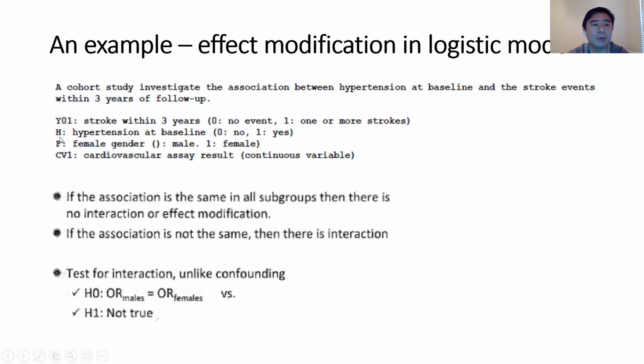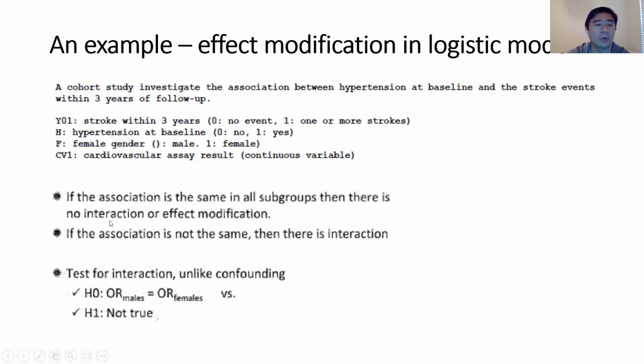And then we have 3 predictors. H is the hypertension at baseline. This is a binary predictor variable, 0 and 1. Then we have gender, which is female gender. So 0 is male, 1 is female. Again, this is also a binary predictor variable. And then we also have another predictor variable we call CV1, which is the cardiovascular assay result, a continuous variable. So basically we have 2 binary or categorical predictor variables and 1 continuous variable.